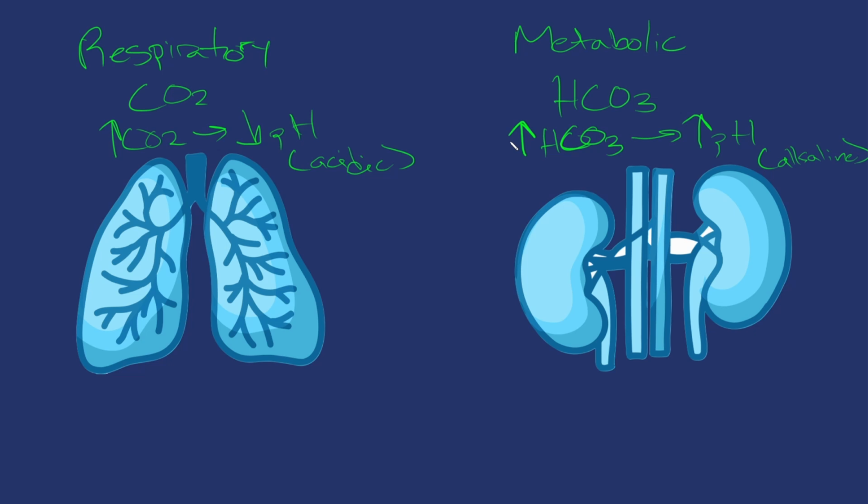Let's say our respiratory system isn't breathing enough, so we're not exhaling carbon dioxide out of our lungs. That carbon dioxide is going to build up in the blood, so our serum CO2 goes up, which brings down the pH.